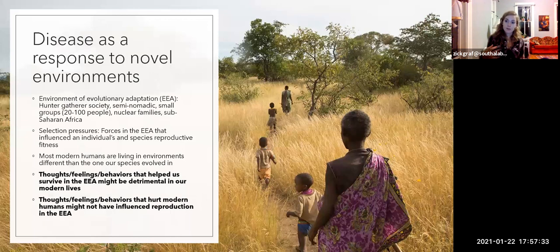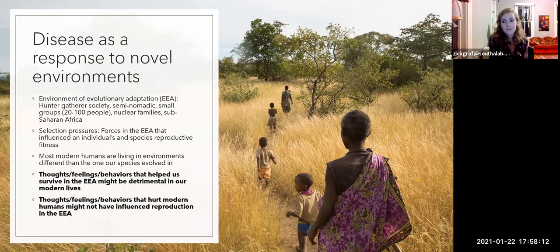So how does this relate to psychopathology? Well, one way it could relate is that certain types of thoughts, feelings, or behavior that actually helped our ancestors to survive in the environment of evolutionary adaptation might be kind of detrimental in our modern lives. Another way of thinking about it is that thoughts, feelings, and behaviors that cause suffering and psychological pain in modern humans may have caused the same kind of suffering and psychological pain in our ancestors, but didn't prevent them from reproducing. So again, evolution isn't trying to create a perfect organism or create an organism that doesn't suffer. It's trying to create an organism that reproduces.